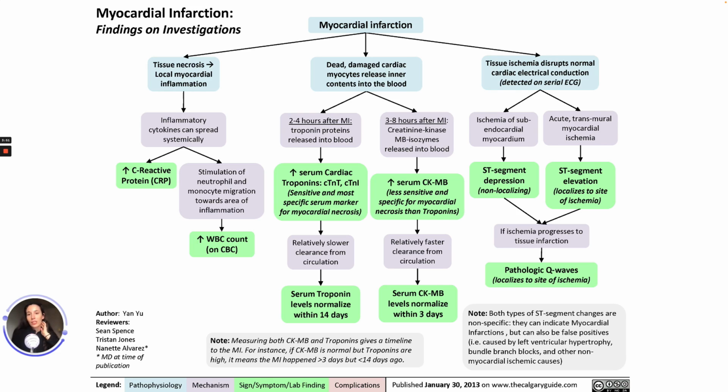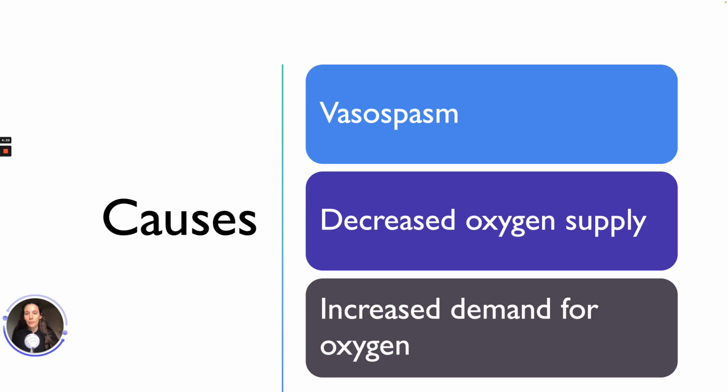And lastly, we'll see tissue ischemia, which disrupts the normal cardiac electrical conduction, which you can detect on an ECG, and you'll see ischemia of the subendocardial myocardium, which can lead to ST segment depression, and if ischemia progresses to tissue infarction, pathological Q waves will be seen. And then same with acute transmural myocardial ischemia, it will lead to ST segment elevation, but it still has the same outcome. So just a nice chart you guys can use.